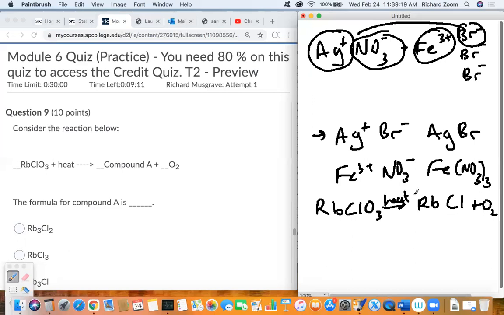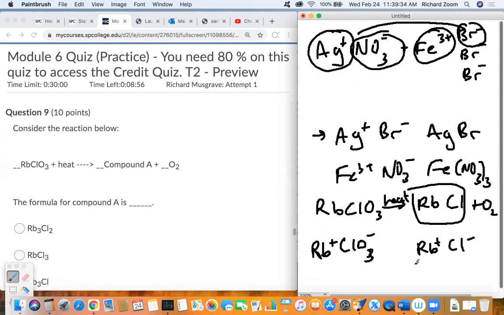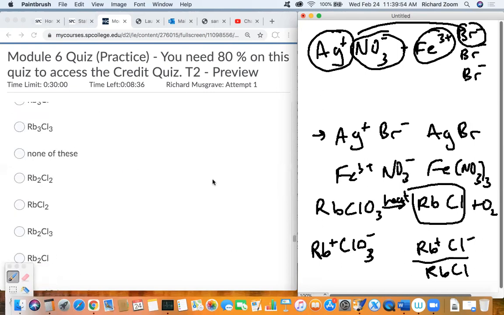And what we're looking for here is this compound. So for this, we need the charge on Rb, which is going to be ClO3 is negative 1, which makes Rb 1 plus. So it's Rb plus and Cl minus. And that combination would be RbCl. So ClO3 has a negative 1 charge, and ClO4 also has a negative 1 charge as well. Does anybody have any questions about that one, number 9? Okay.